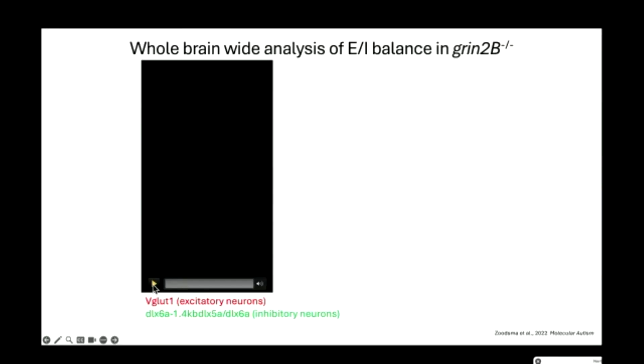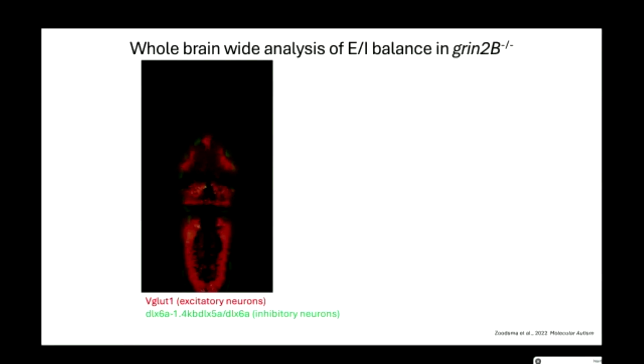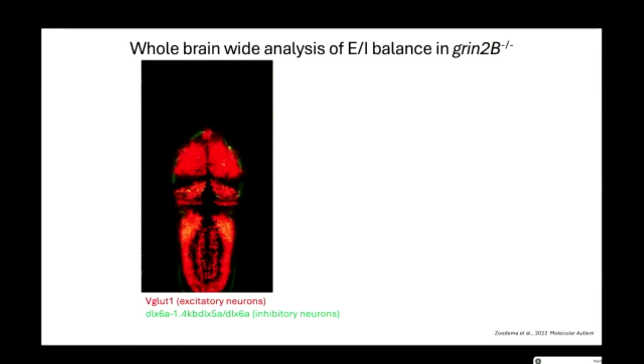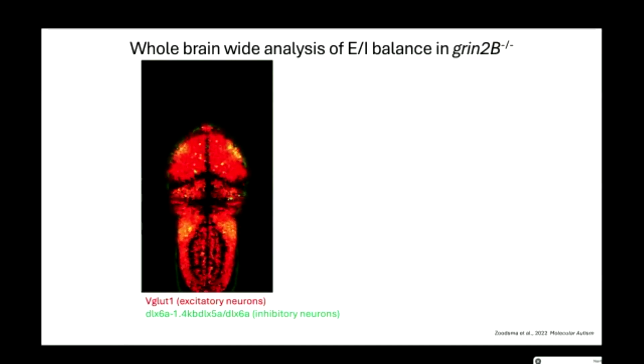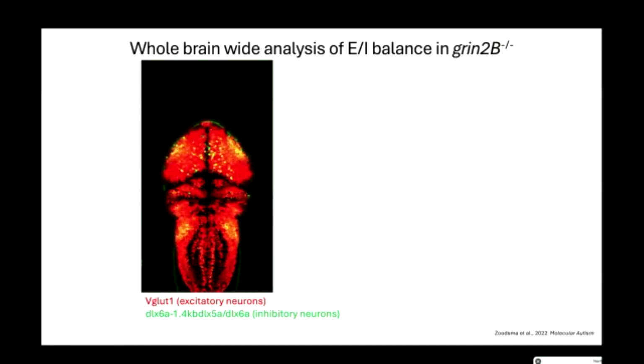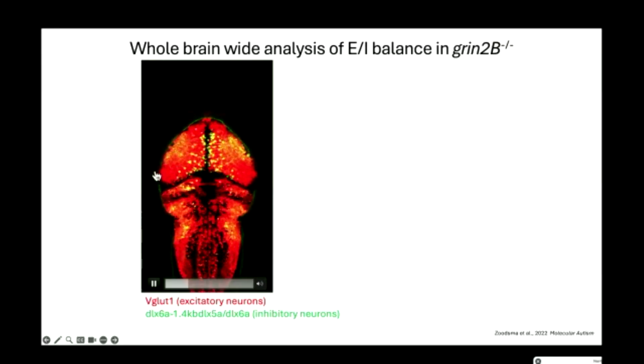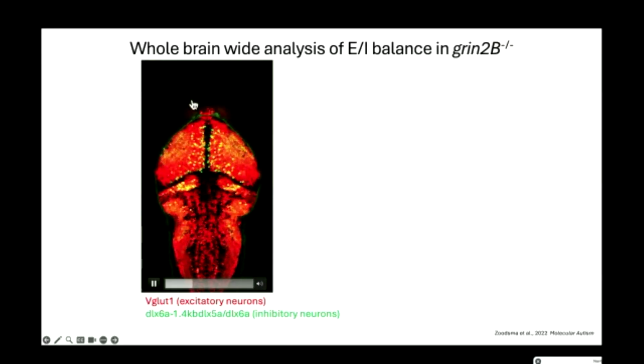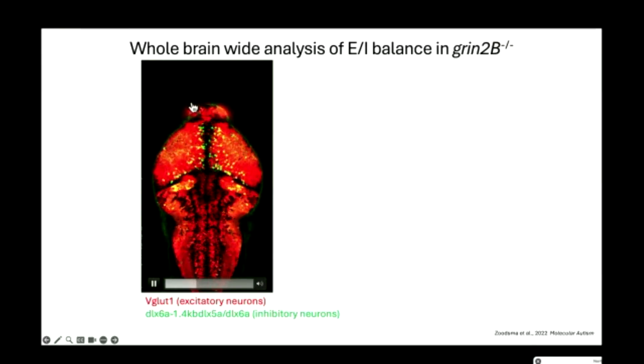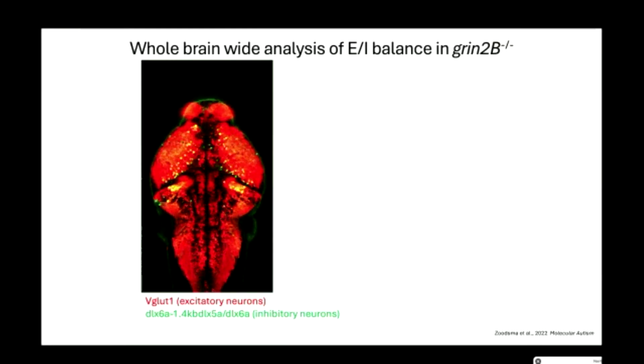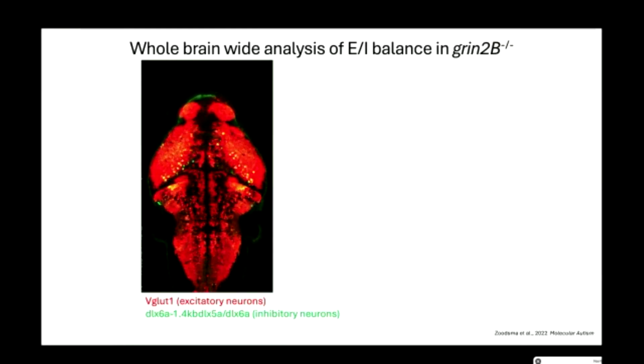And these animals, we've now crossed in a couple of reporters. One of them is red, and that's marking excitatory neurons. The other one is green, it's marking inhibitory neurons. What you're seeing is a series of optical sections going, again, from the top to the bottom of the fish. So this is part of the optic tectum, the telencephalon. Different brain regions are going to come into focus as we go deeper into the brain.